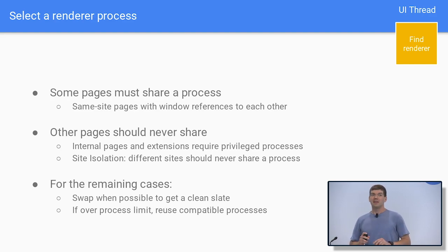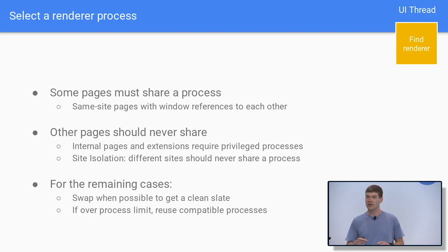OK. Now, other pages should never share a renderer process. So for example, if you navigate to evil.com and then to an internal settings page, we don't want those two to share a process. Because if we did, then the attacker could take over the renderer process, and then they would get to control your settings page and manipulate it and make use of its privileges and basically take over the browser at that point.